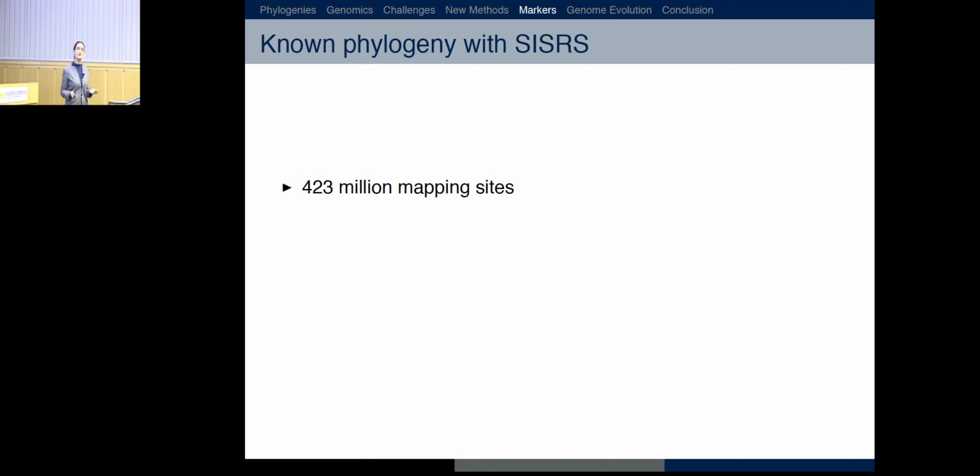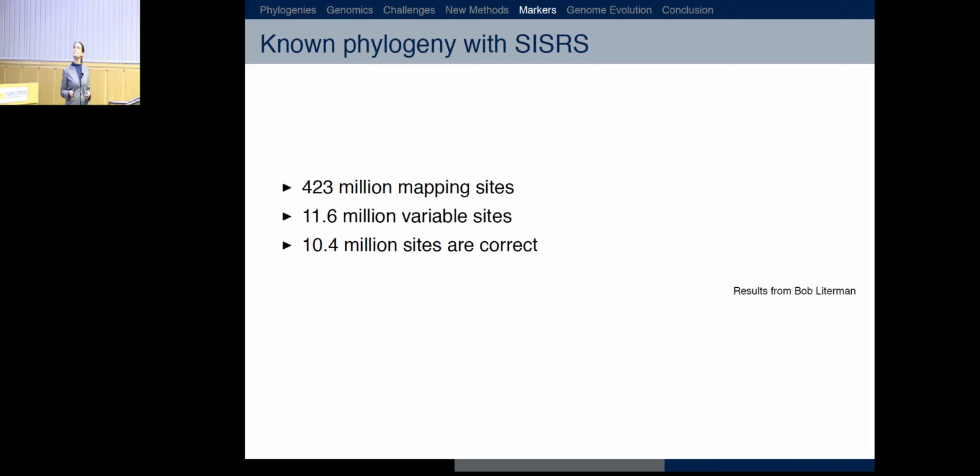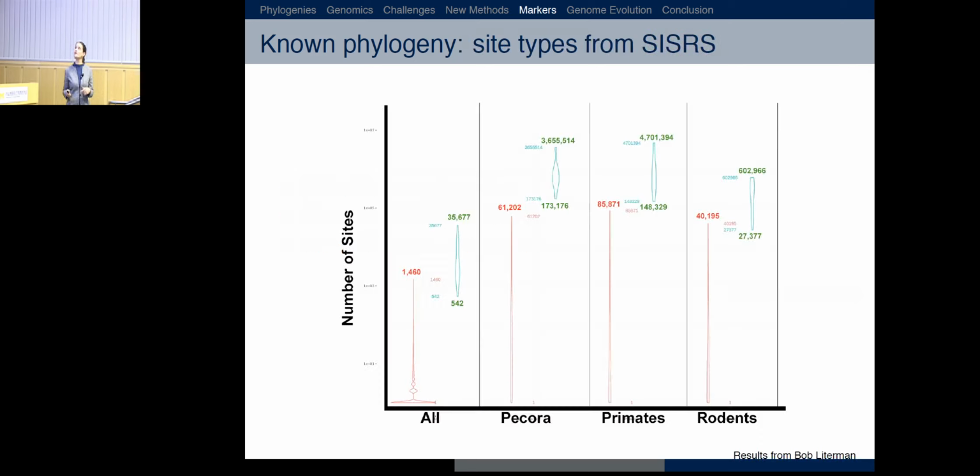So we have a lot of sites that map to our composite genome, so it's working pretty well. We have a lot of variation to work with, so that's a lot of data. And most of these sites are correct. And I'll show you what I mean by correct. So let me explain this figure a bit.